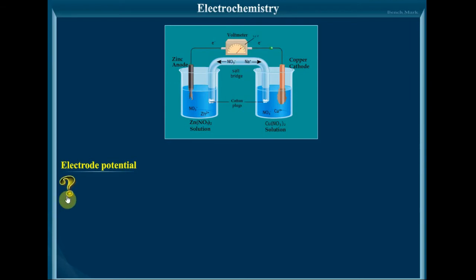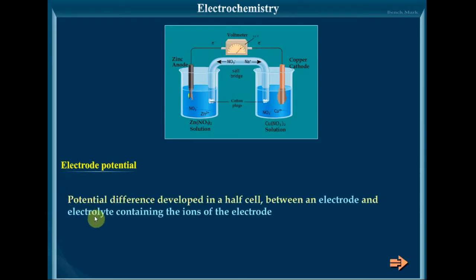So much detail is not shown here, and that is the reason why I have explained it earlier itself. Repeating once again, electrode potential is the potential difference developed in a half cell between an electrode and the electrolyte containing the ions of the electrode. I had explained all the details earlier.